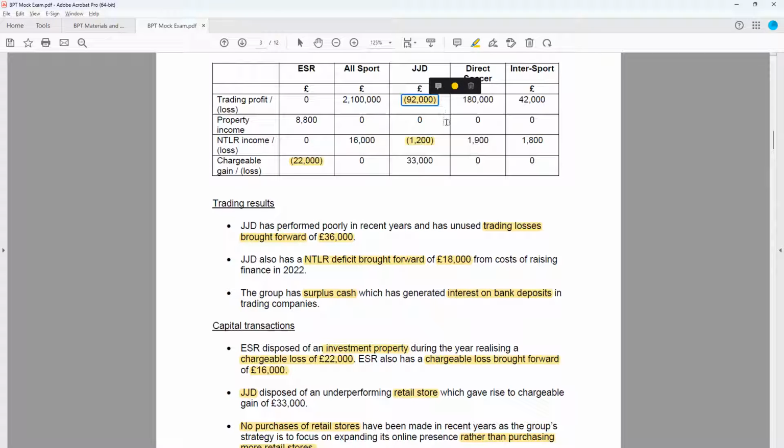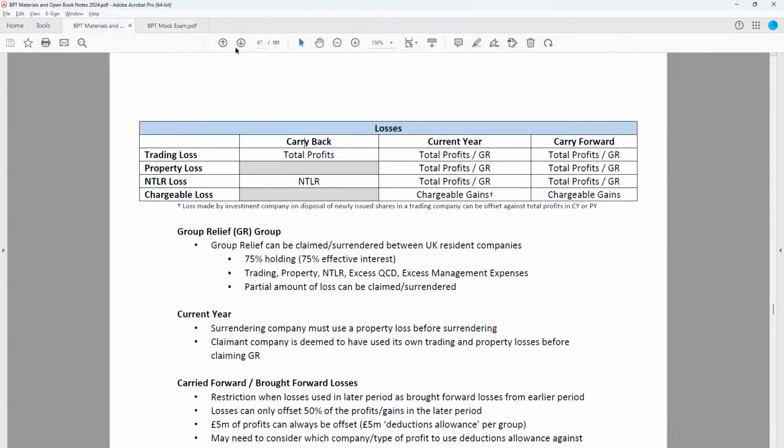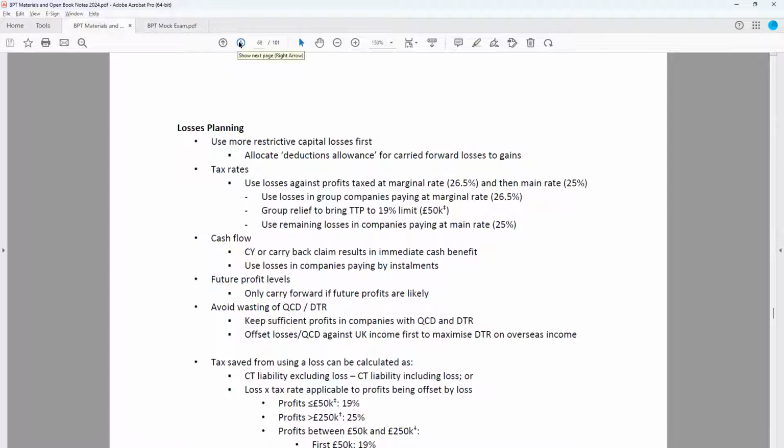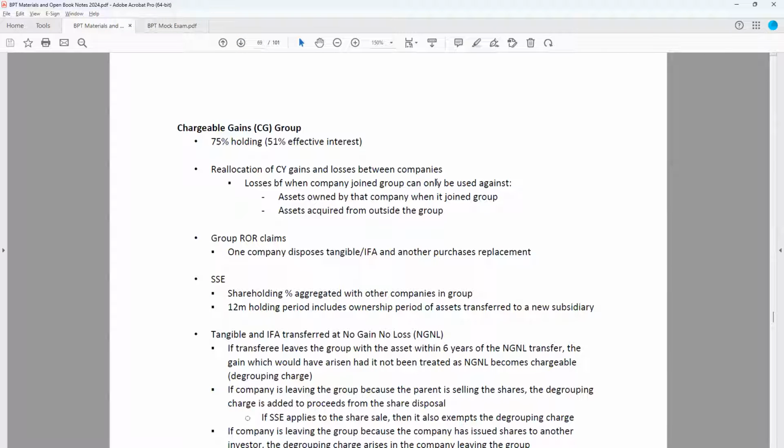JJD can surrender this loss to any of these companies within the group that have got profits to take it. It's a loss that moves with a group relief group. When you're in a chargeable gains group, yes, the loss can move. Current year loss can be reallocated to other companies, so ESR could reallocate the loss here. But remember, you can also move the gain, and that's something you can't do, at least directly, with your trading property and NTLR. And when you're part of a chargeable gains group, you can also reallocate the gain.